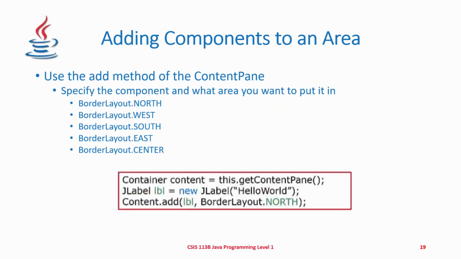So here we are adding components then to an area of the border layout. In the code example at the very bottom there in the red bordered box, you can see we've created our content pane. Then we create a JLabel, and when we add the JLabel, which is LBL, into the content pane, you'll notice we add a second parameter in the add method, and that's where we actually define the border layout area. So border layout is the property, dot north is the value.